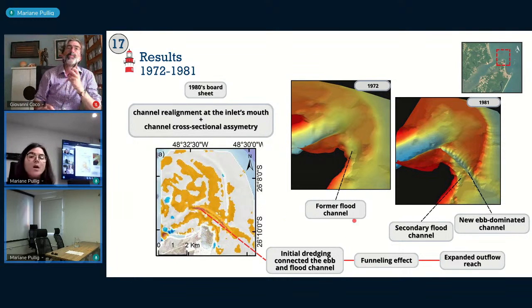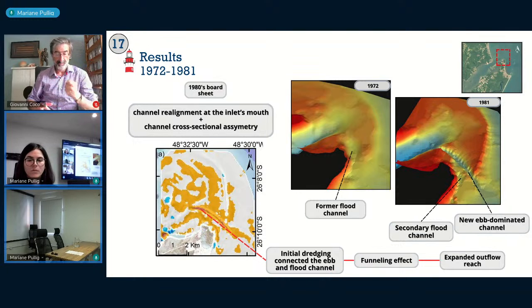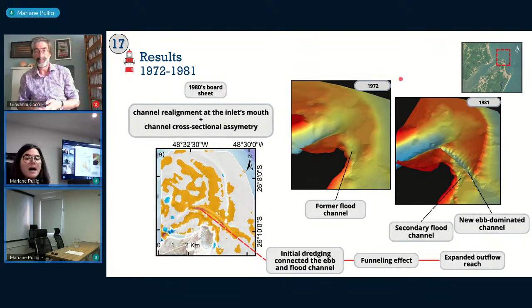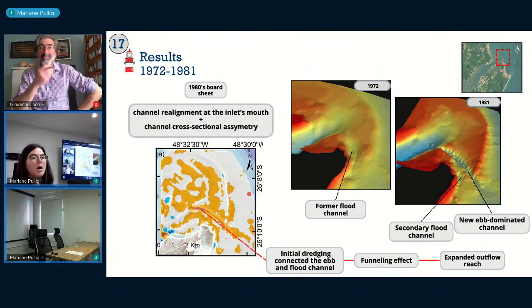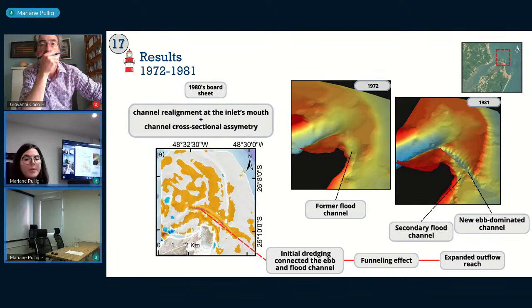So we believe what happened was that here we had in the 70s a flood channel around the headland, and then we have the dredged channel that we believe is now playing the role of an ebb channel, while the secondary channel forms to be the flood-dominated channel. More than that, we believe this process expands the reach of the outflow, while the outflow creates more connections on the southern lobe due to the deepening.